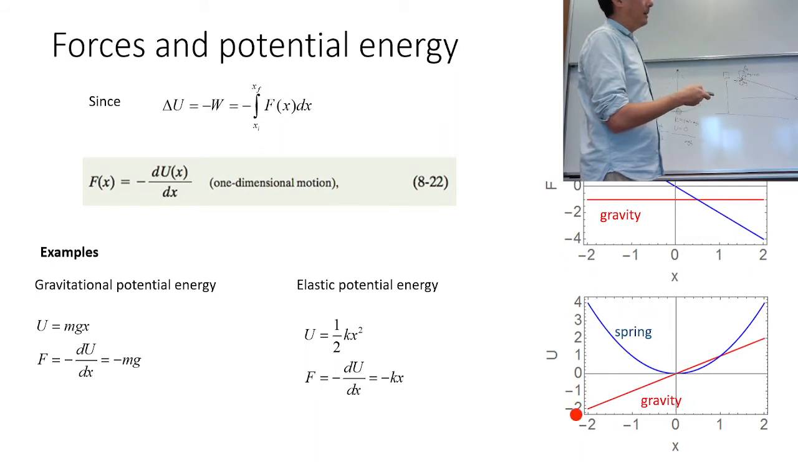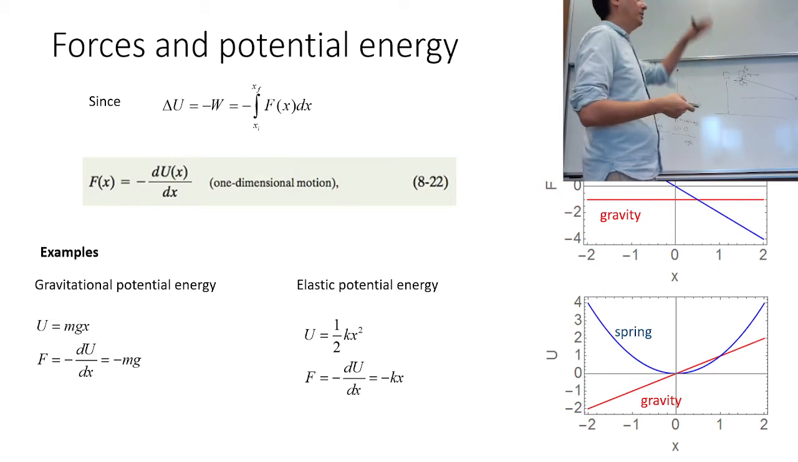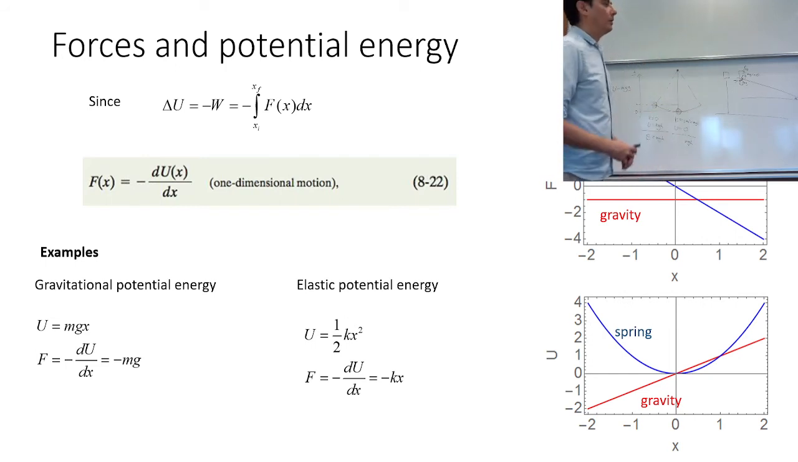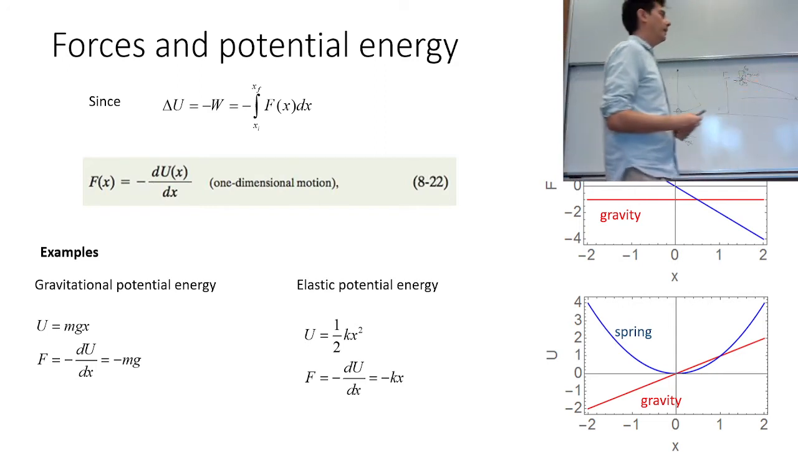In terms of graphs, maybe we should start with the force. The spring force is minus kx, so this is the force versus position. It's a straight line with a negative gradient, and gravity is just some constant, right? Because the force is always constant, it doesn't matter where you are, whether you're high or low, so long as you're not too high, away from Earth's gravitational field.